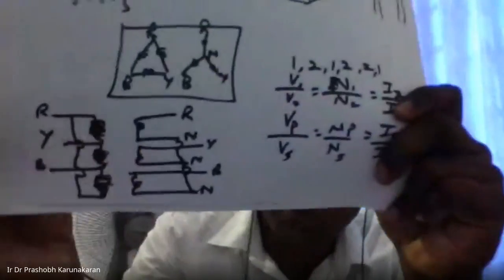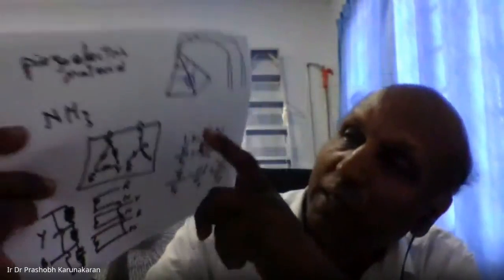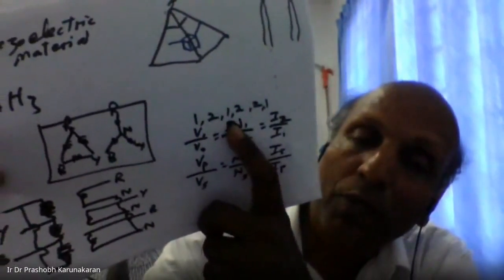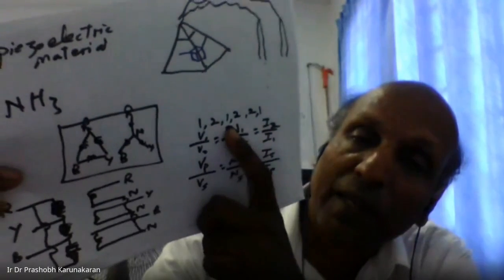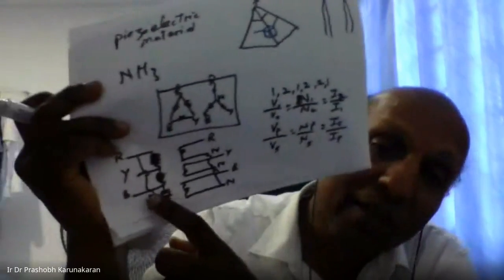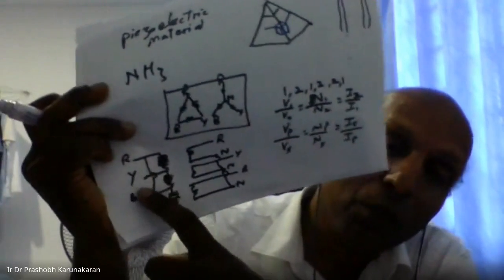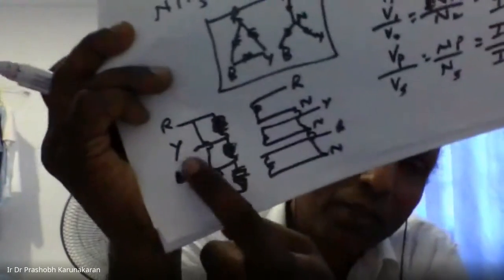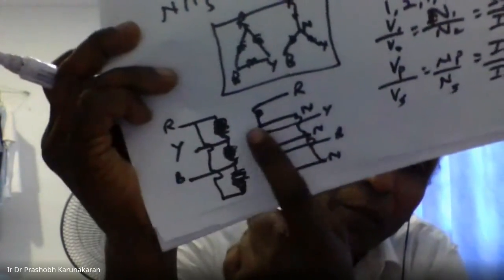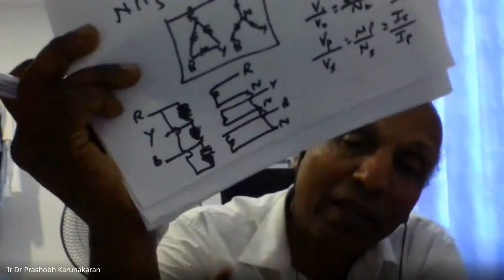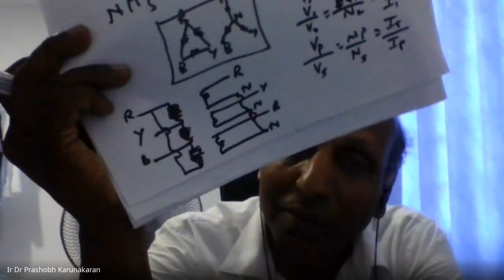So why do I say this one needs to be more? Because the voltage is directly proportional to the number of turns. And the voltage in the incoming here is 11 kV, right? So you need much more turns. Because 4.5 is the lower voltage, so less turns. Less turns, less voltage.